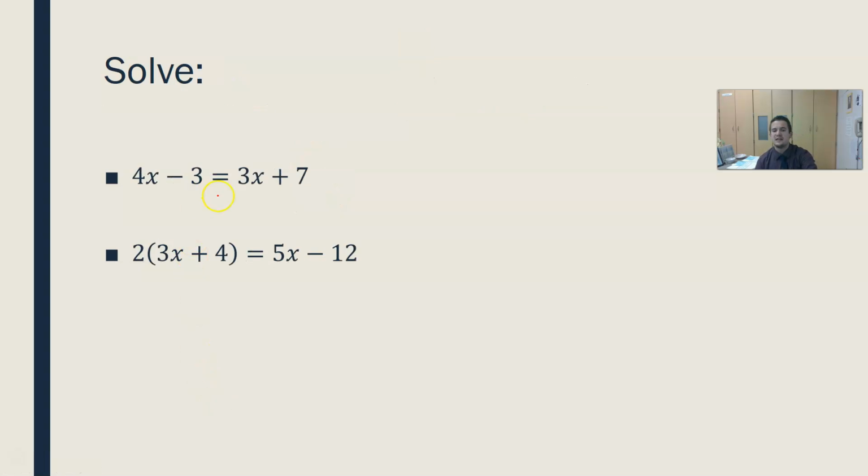Lastly, solving, the giveaway for solving is when I have an equal sign with some stuff on the left, some stuff on the right. Because if I have that equal sign, I'm going to be able to work with this equation in order to get x by itself. That is what we're doing when we're solving a mathematical equation.